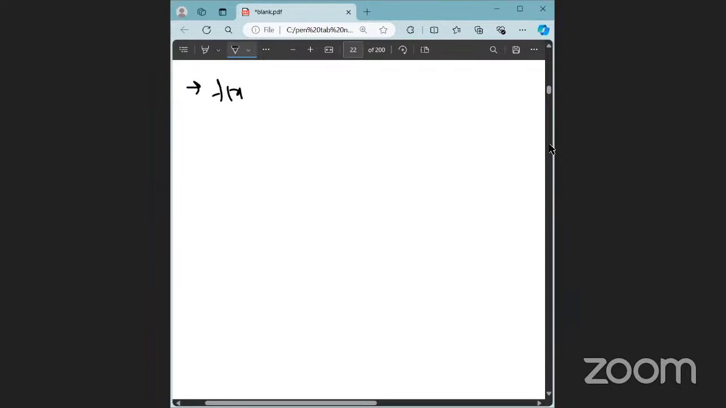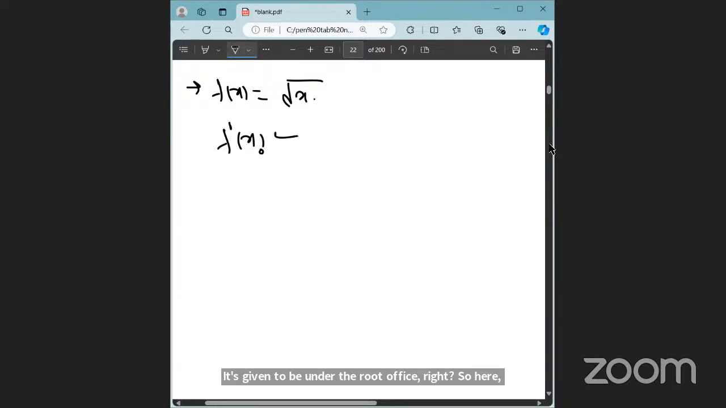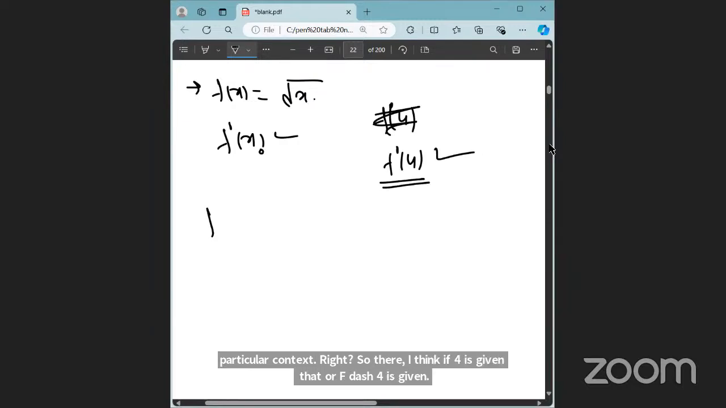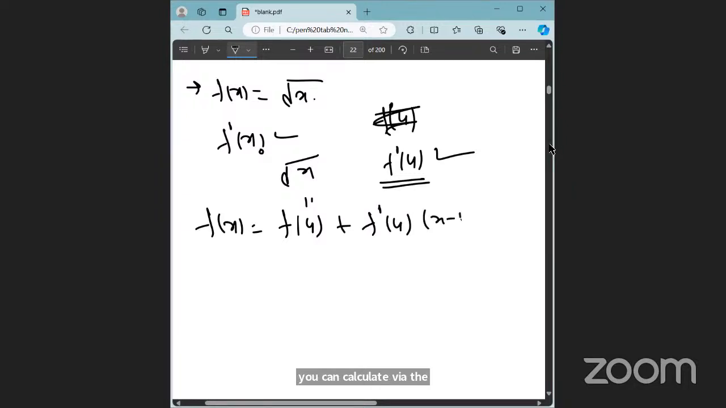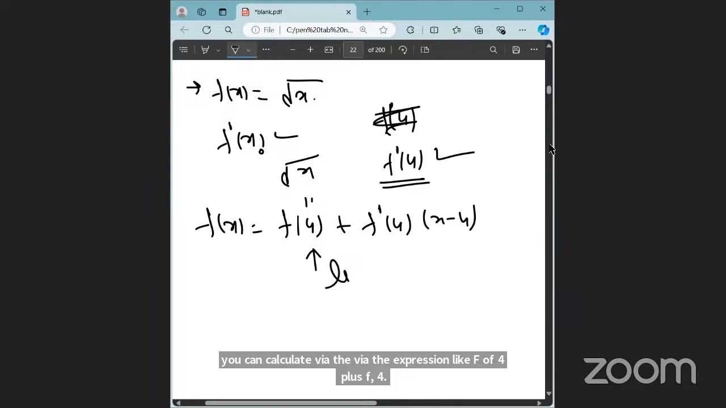So here f(x) is given to be the square root of x, right? So here you can find f dash at a particular point x. I think f dash of 4 is already given, right? So using this, you can say that f(x) is approximately equal to f(4) plus f dash at 4 times (x minus 4). Now this is your linear approximation function.